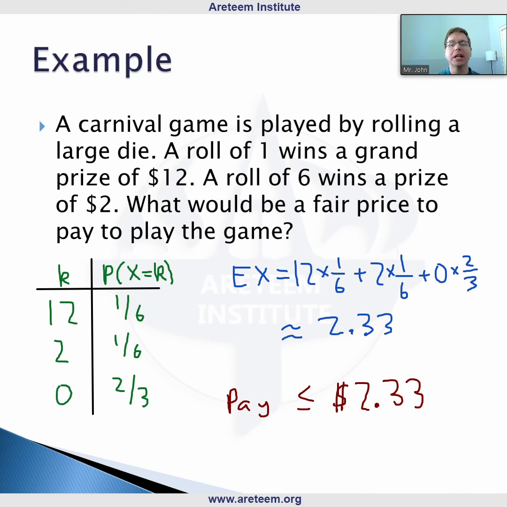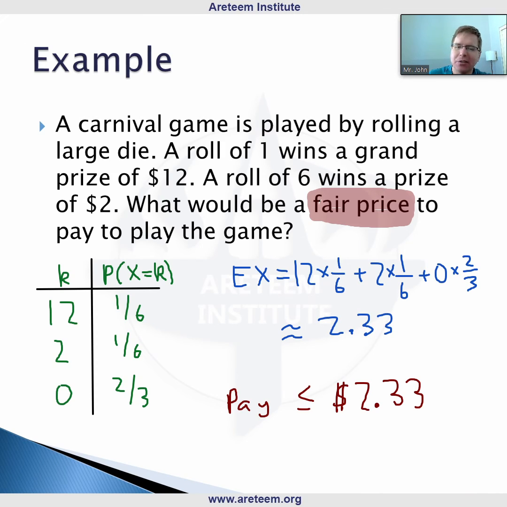In fact, you should expect to win money if you pay less than $2.33 there. Because, right, you expect to win that amount. You might not win it every time, right? 2/3 of the chance you win nothing. But, right, 1/6 of the time you win $12. So, on average, you're going to win $2.33, right? So if we're talking about this fair price, right, you don't want to be losing money. When we say a fair price, we really mean I don't want to be losing money if I'm going to be playing this game, right?